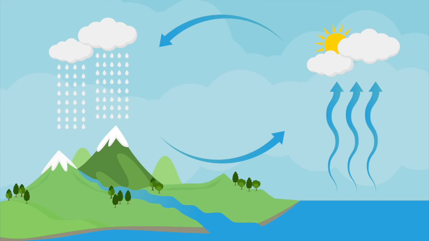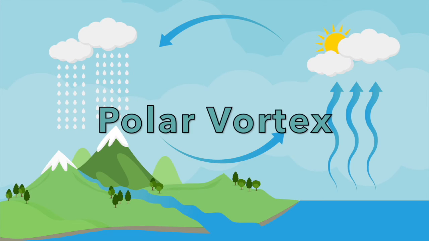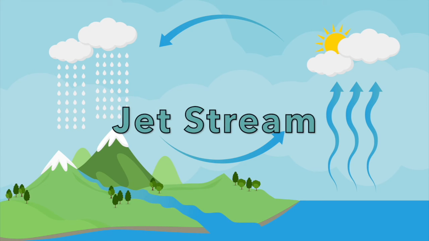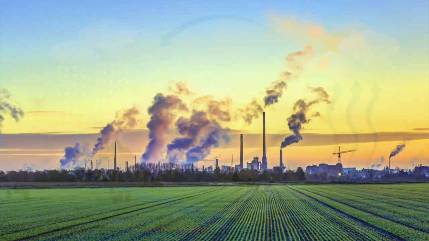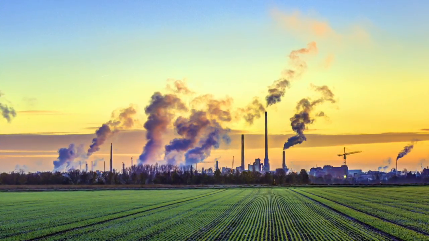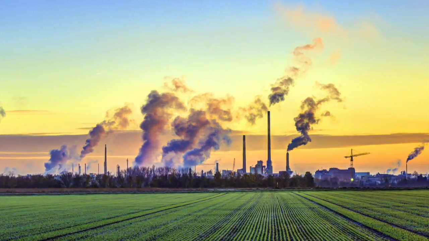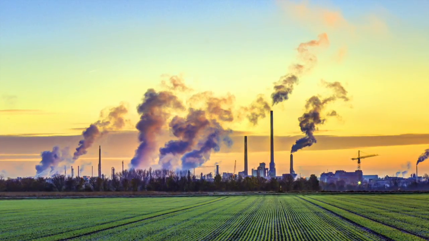Our atmosphere has several features that also influence the weather. These include the polar vortex, the jet stream, and prevailing winds that bring moisture from the ocean. The Earth's climate is also affected by human activity and industrialization that generate greenhouse gases.